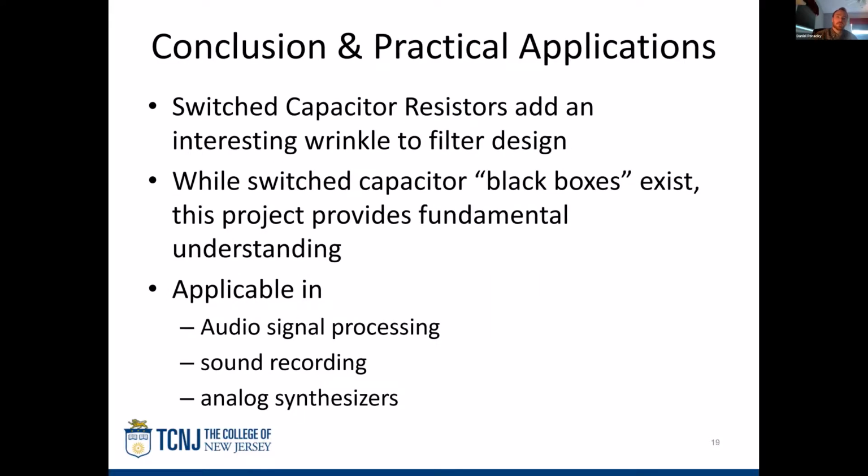And then some conclusion and practical applications. So the KHN filter is not trivial in a sense, but it's more simple. And then the switch capacitor resistor adds a nice wrinkle to make it a more complex function. And like I said before, these switch capacitor black boxes do exist now, where it's all in one. It's just a switch capacitor chip. But this project is more about breaking it down to understand each component and how it works. So I'll be building it from scratch.